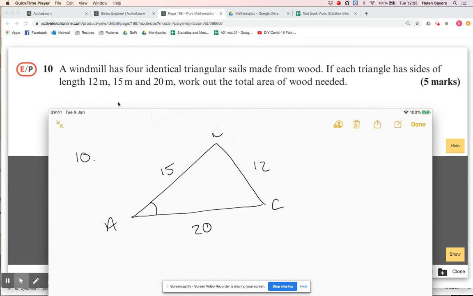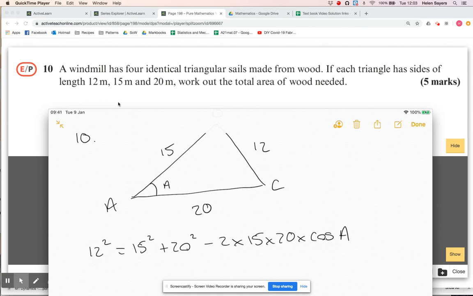So I'm going to do that using the cosine rule. Let's call that angle A. So it's going to be 12 squared is 15 squared plus 20 squared minus 2 times 15 times 20 times the cos of angle A. If you prefer to use the rearranged version of the cosine rule, with cos A as the subject, that's absolutely fine. We've just never done it like that.